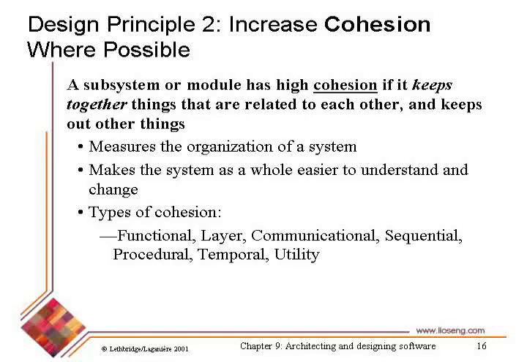Principle 2, increase cohesion. What is cohesion? Well, I say that something has high cohesion if it keeps together those things that are related to each other and keeps other stuff out. Okay? Keeps together things that are related and keeps other stuff out. So cohesion is a measure of the organization of your system.